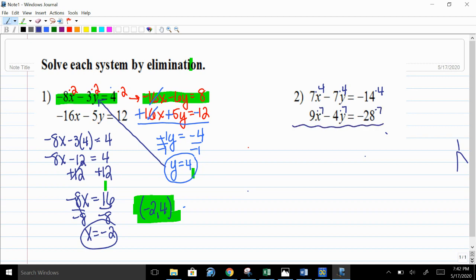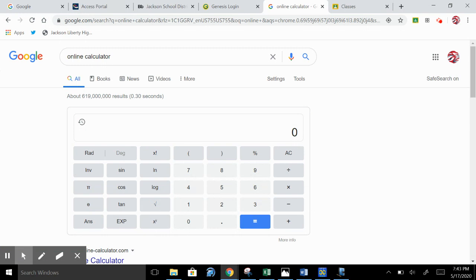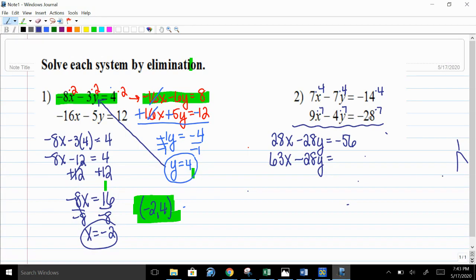So my new equations are, that top equation is now 28x minus 28y is equal to negative 14 times 4, which is 56. Again, you can use your calculator. The bottom equation is now 63x, right? 9 times 7, minus 4 times 7 is 28y is equal to 28 times 7. That's a little bit big. I'm going to go to my online calculator. 28 times 7 equals 196. So negative 28 times 7 is negative 196.